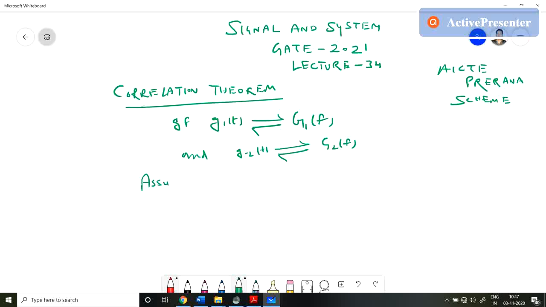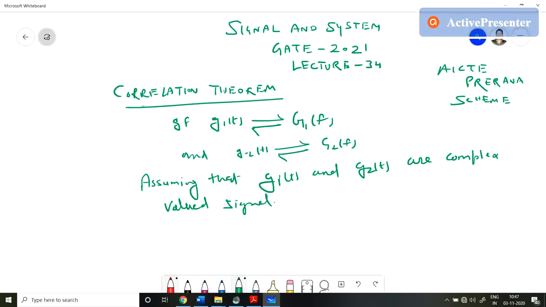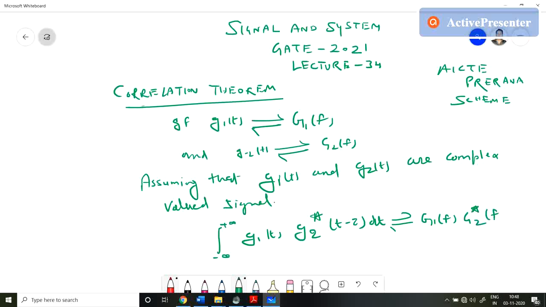Assuming that G1(t) and G2(t) are complex valued signals, then the integral from minus infinity to plus infinity of G1(t) G2 conjugate (t minus tau) dt, if we find the Fourier transform, is equal to G1(f) G2 conjugate (f).